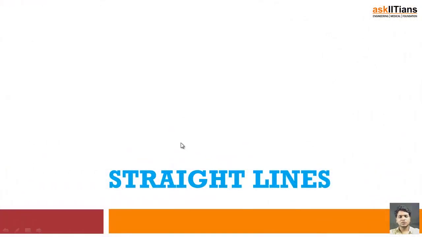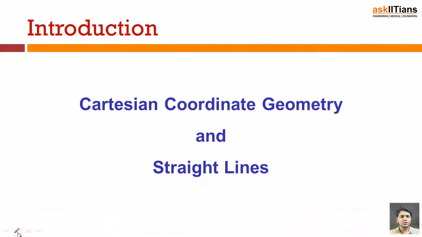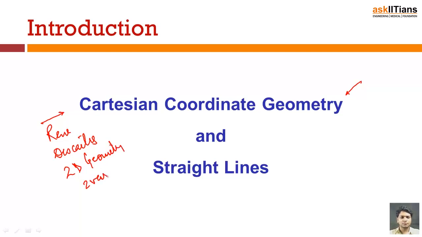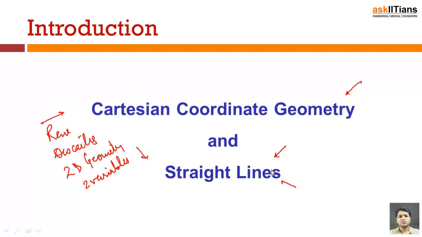In this chapter, straight lines, first of all we are going to deal with Cartesian coordinate geometry and the straight lines. So let us first get a brief idea of what Cartesian coordinate geometry is. Cartesian geometry, as you all know, was named after the famous mathematician Rene Descartes, and it is basically a two-dimensional geometry in which we consider two variables, and with these two variables we will define straight lines and their various applications. So let us move towards that.